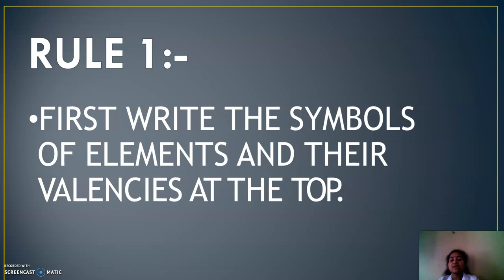Rule 1 is first write the symbols of the elements and their valencies at the top or bottom. For example, if you are taking hydrochloride, we know it is made up of hydrogen and chlorine. So we have to write the symbols of hydrogen and chlorine. We know how to write a symbol; we discussed all that in the last classes.